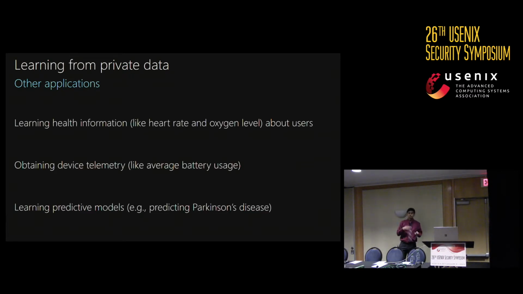For example, it can be used for health data. You might want to get some health information about your population, and today smartwatches can collect a lot of health information about people. So this is for the well-being of the user base which the company has. It may also be used for learning about device telemetry. For example, you might want to know how much battery a particular app is draining. So you might actually force it to do something else.